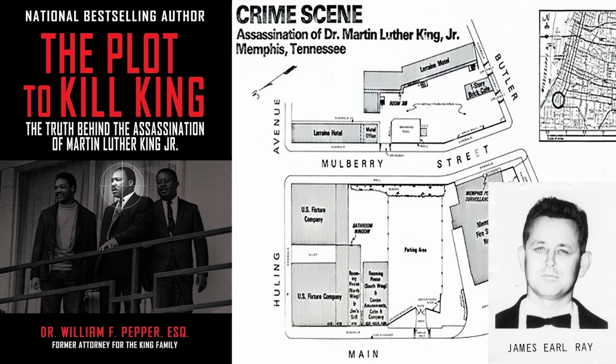And there were a lot of unusual questions. The rifle was dumped away from the crime scene, and Ray was eventually arrested actually in London, having fled the country. He did plead guilty to killing King, and he was sentenced to 99 years in prison, although he later claimed that he was not guilty and that he had been framed.